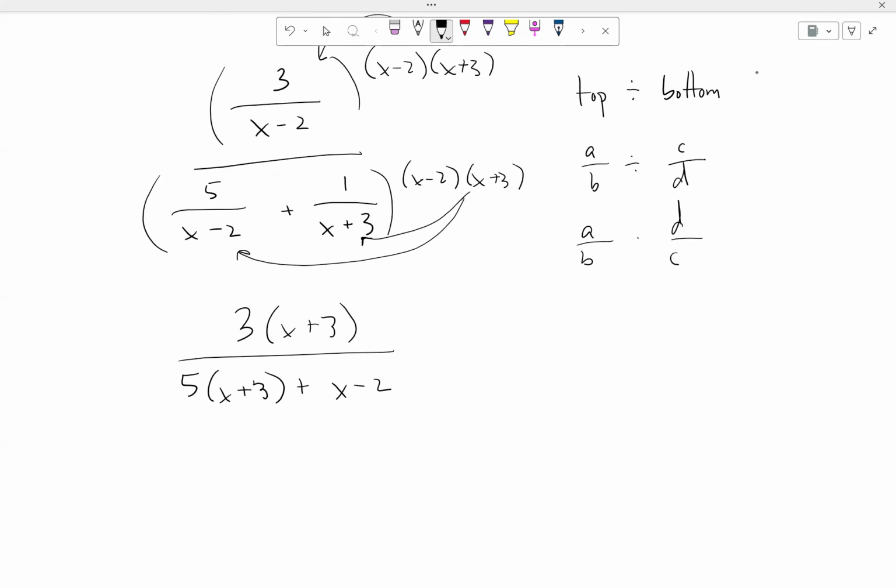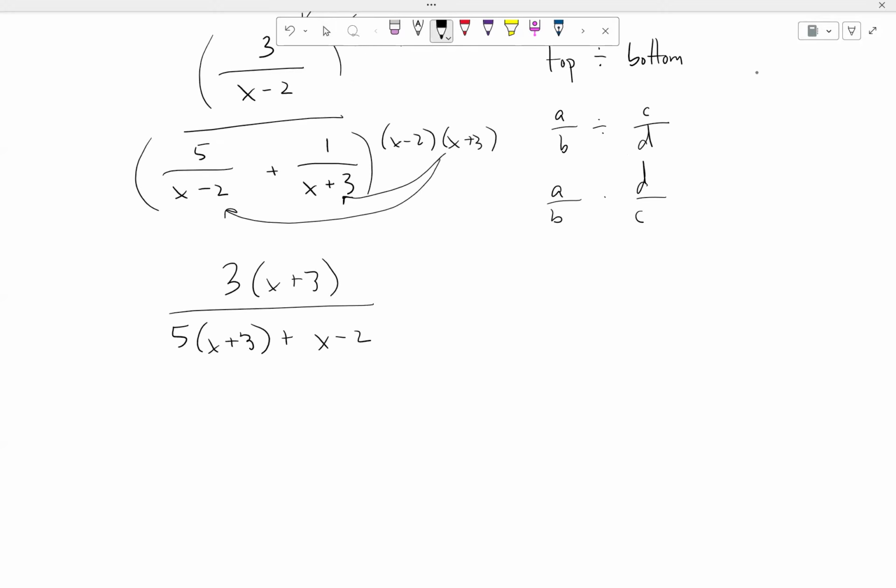You're right, I think it would have been really easy to just distribute. I leave the top factored just in case something cancels. Oh, could I cancel the x plus 3s? But it's a factor plus something. Yeah, so it's definitely not a factor in the denominator. But let's see what happens on the bottom. So 5x plus x is 6x, 15 minus 2 is 13. Is that right? Is it worth multiplying out the top?